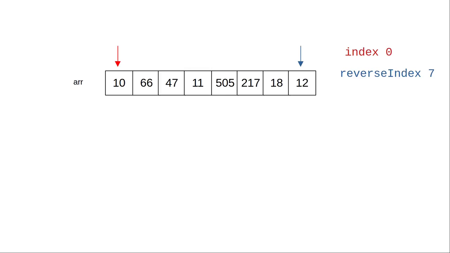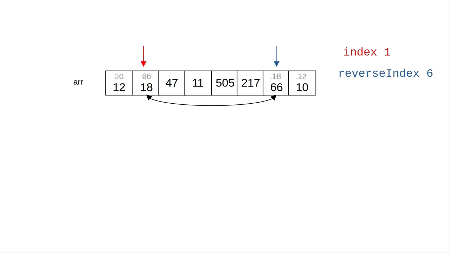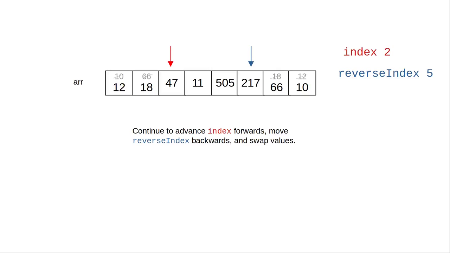As before, set up an index to the start of the array and the end of the array. Instead of making a new array, we'll swap the entries at those two positions. Then move the index forward and the reverse index backward, and swap those entries. Continue to move the index forward and the reverse index backwards, and swap until the array is reversed.